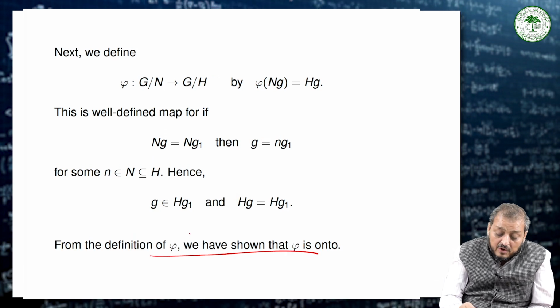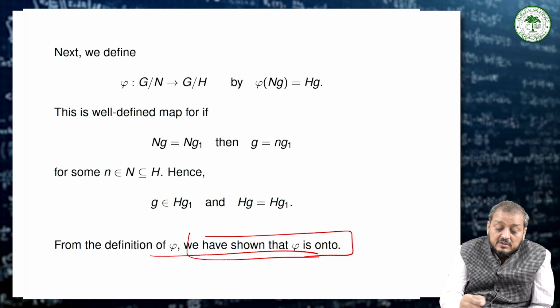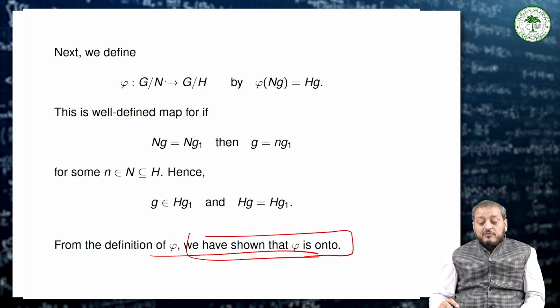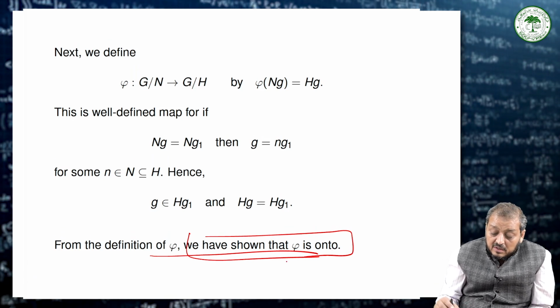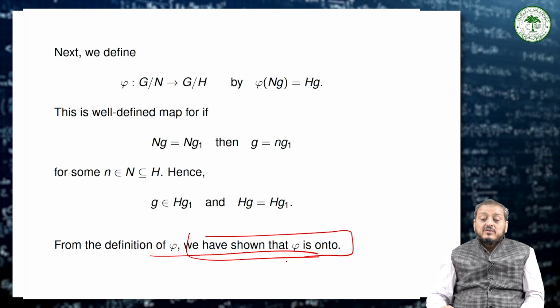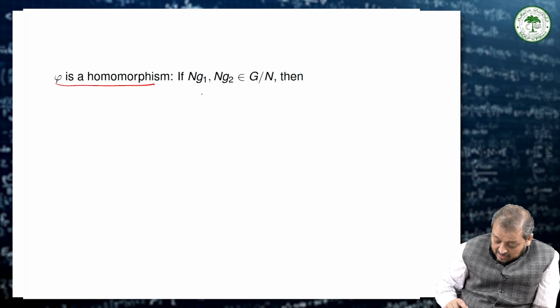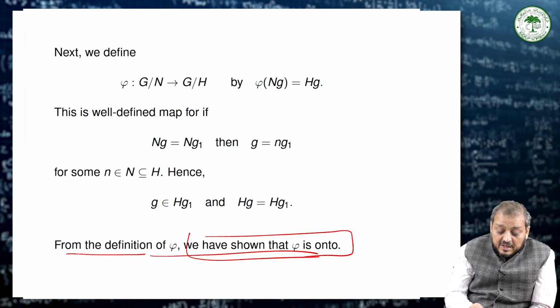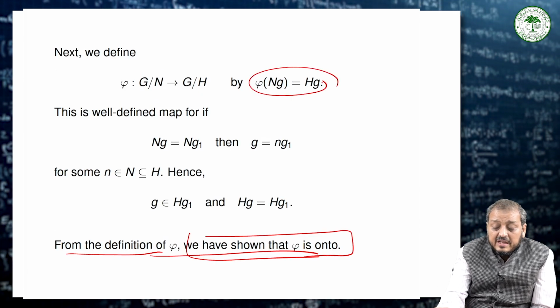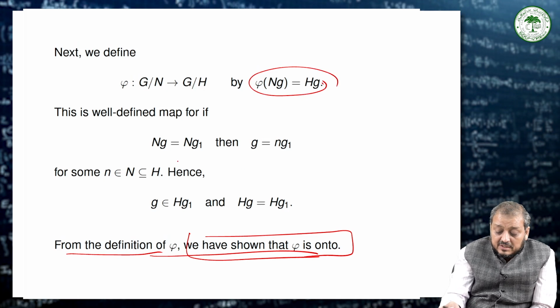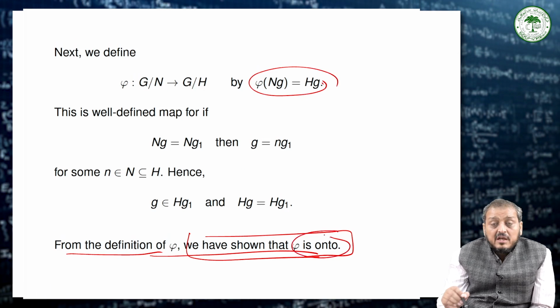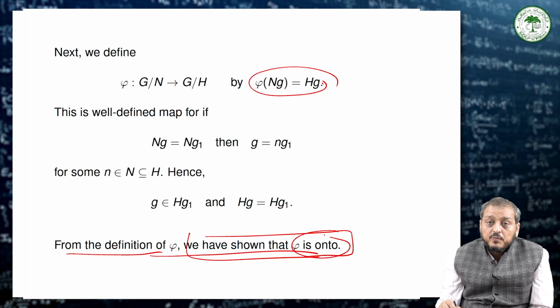And now we have to show the second thing: this map is an onto homomorphism. So first we show that phi is onto. From the definition of phi, Hg is there and g is there. So by the definition we can clearly show that this is onto.